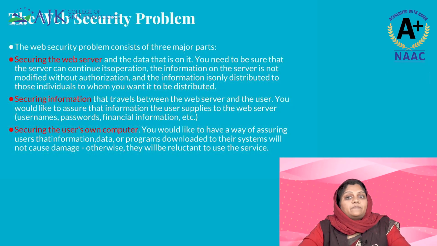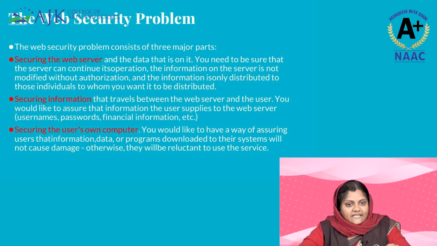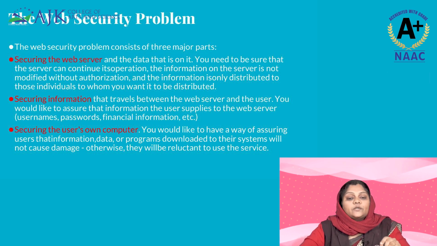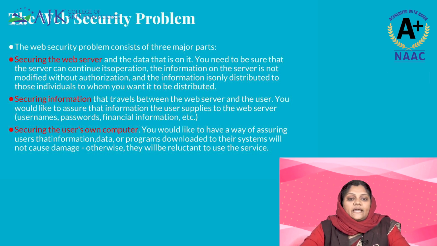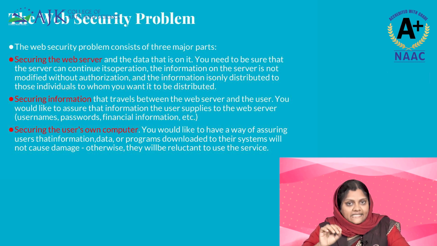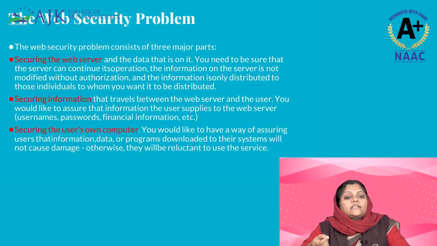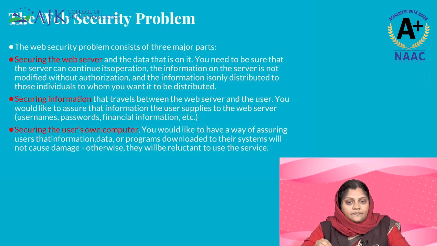Second one, the web security problem. There are three types of web security problem. First one is securing the web server, second one is securing information, and third one is securing the users on computers. First one, securing the web server and the data that is on it. You need to be sure that the server can continue its operation. The information on the server is not modified without authentication.